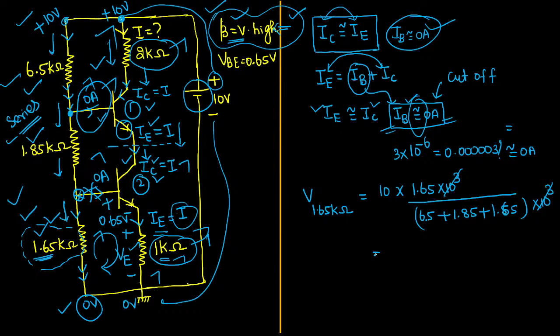Now if we add all these values, 6.5 plus 1.85 plus 1.65, it will be equal to 10. So 10 upon 10 will get cancelled, into we have 1.65 only. So this will be equal to 1.65 volts. We found that the voltage drop across this 1.65 kilo ohm resistor is 1.65.